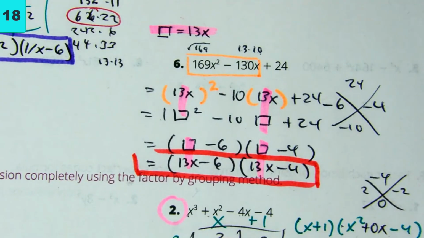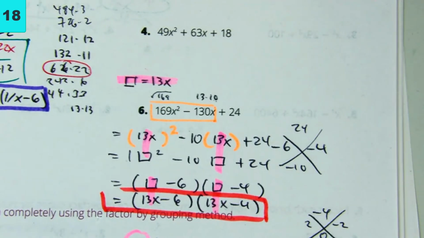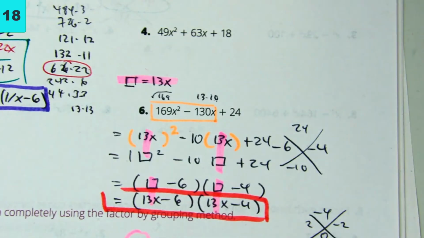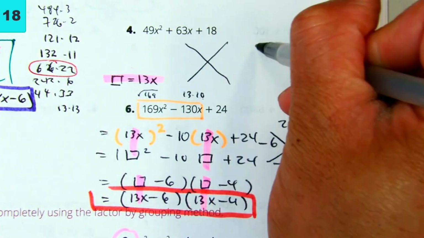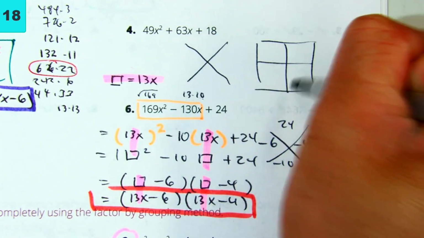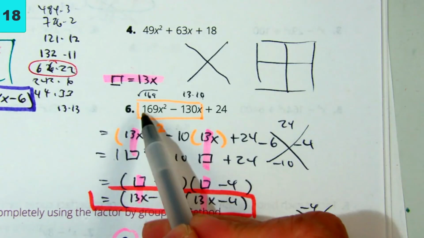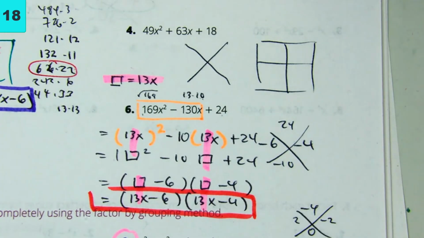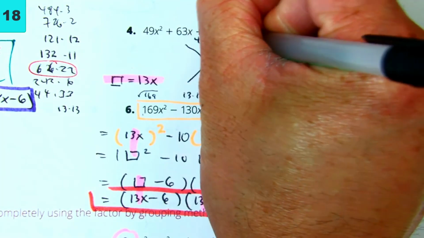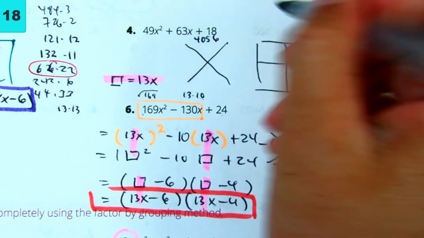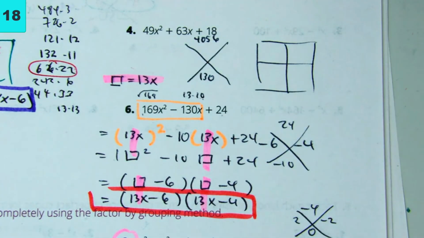Raise your hand if you got that. Good. Now let's say you didn't see the chunking method. Remember, I'm not going to ask you to use a chunking method. Just think about it. It's just another way of doing a problem. We've been using the Xbox method, so let's do that. This is going to get really big, right? 169 times 24. And that gives you 4,056. And I need those numbers to add to be 130.